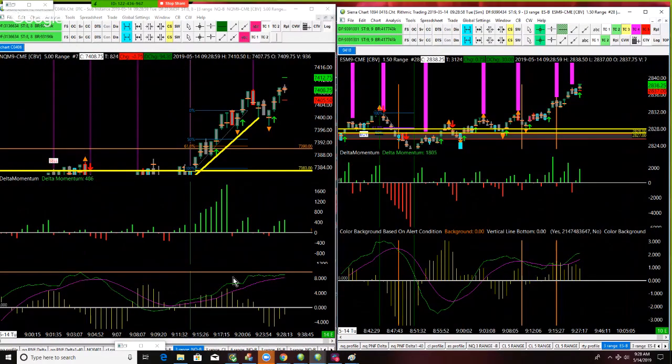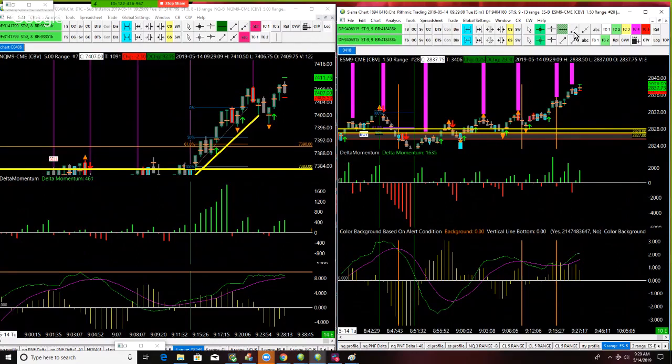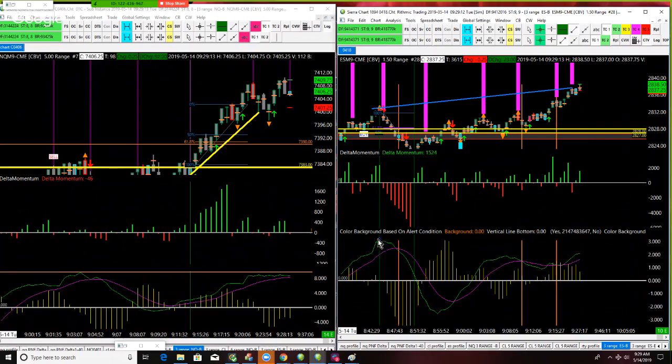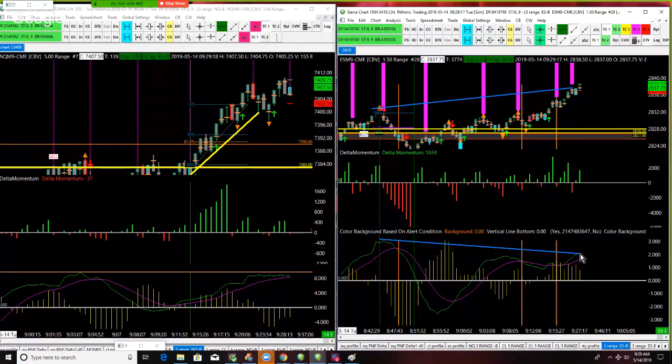Flat divergence here. I see how we're not clearing the high, right? On NQ, on ES, divergence into the high. You see that? Pushing new highs. Not pushing new highs. Not yet, at least. All right. So in the meantime, I look for the setups that come along with that.